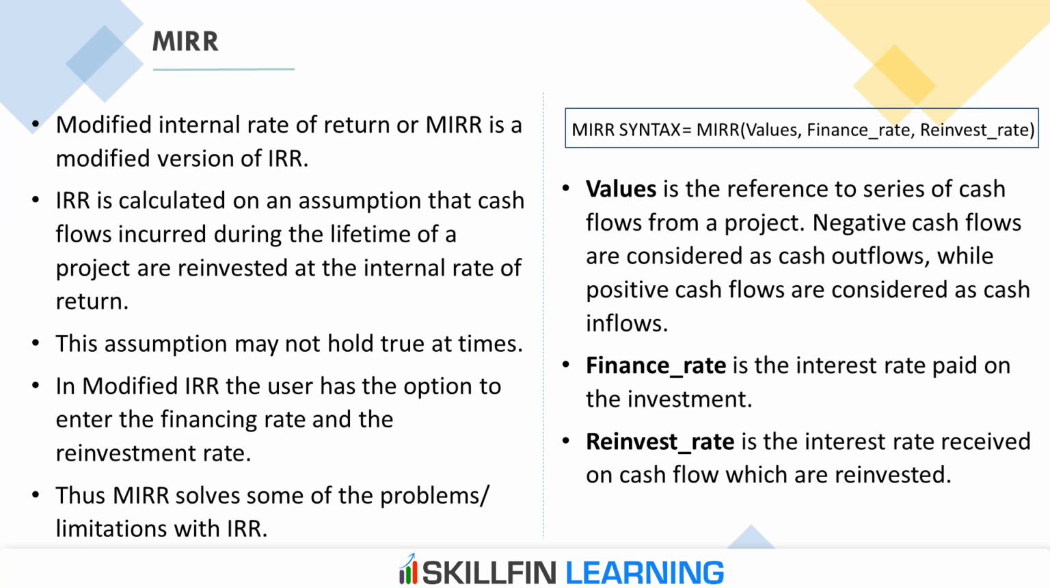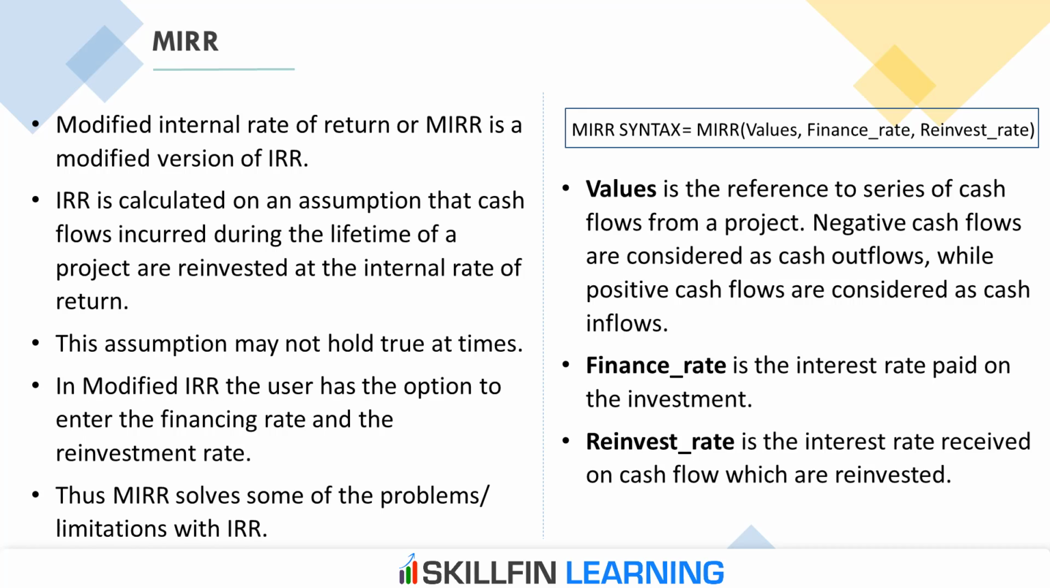Moving to the next function, MIRR. MIRR is a modified version of internal rate of return. It is known as modified internal rate of return. In IRR, there is an inbuilt assumption that the cash inflows occurring during the project are reinvested at the internal rate of return. So if the internal rate of return of a project is 40%, it is assumed that the cash inflows arrived from the project are reinvested at 40%.